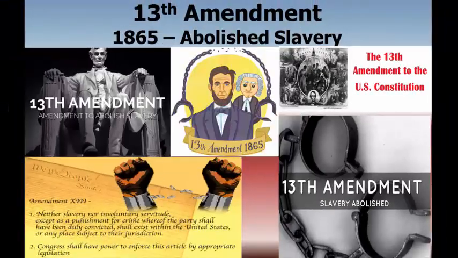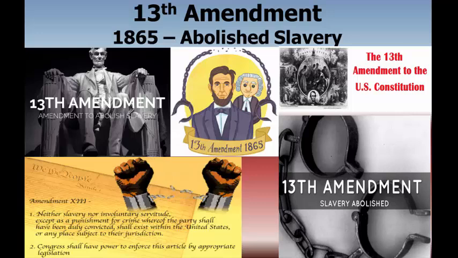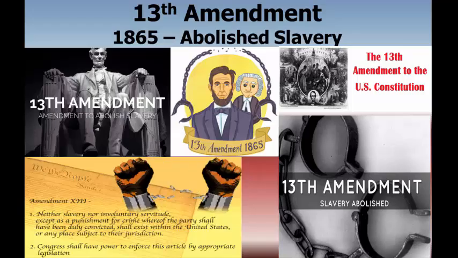Okay, so let's start with the 13th Amendment, obviously, which abolished slavery. The ugliest stain on the history of America, slavery. Unfortunately, it took 80 years to get rid of it. So the 13th Amendment was one that took way too long to implement.